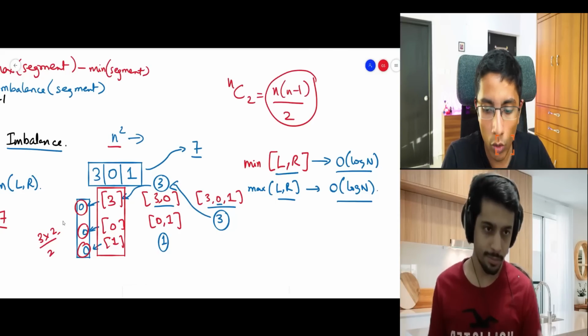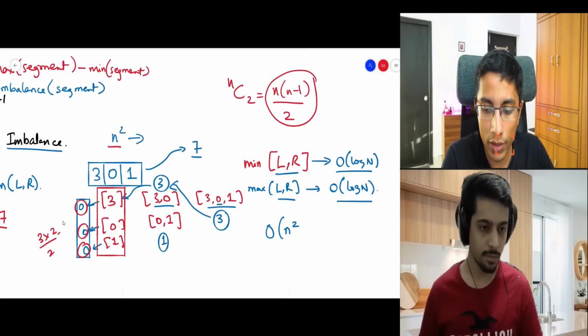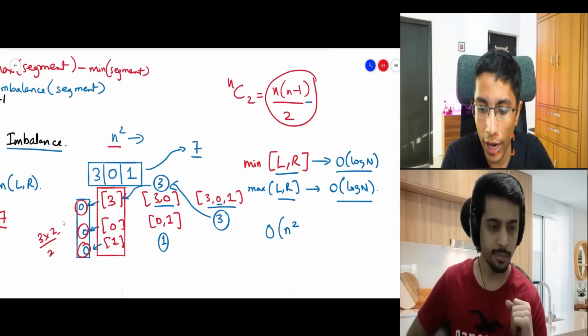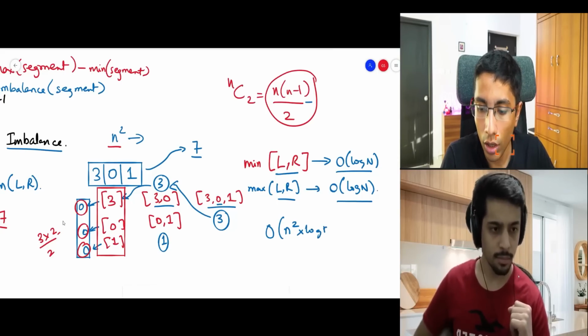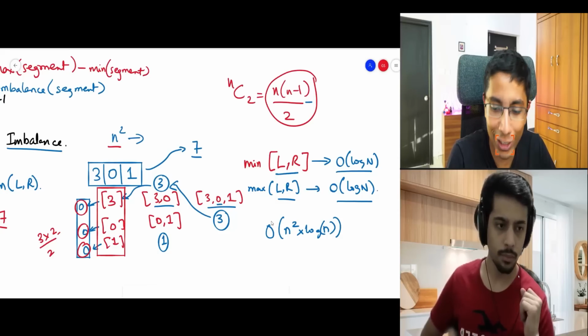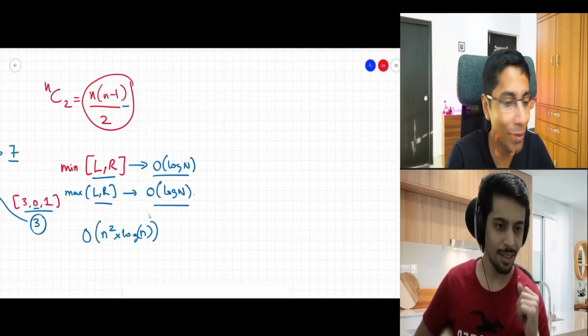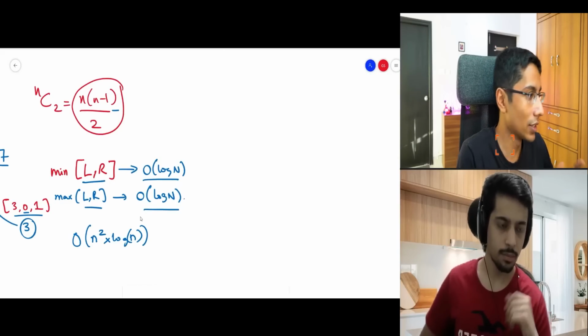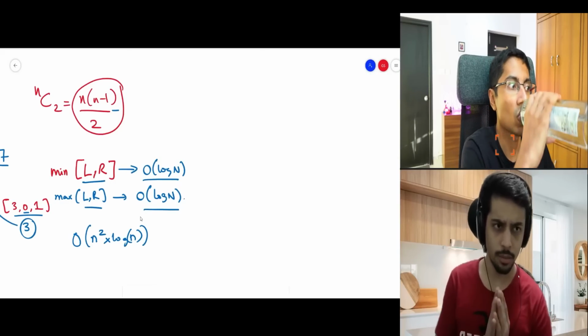Now you have n square subarrays approximately, and we get n square into log n as the overall time complexity. This is the brute force. I don't know whether I should call it brute force, since it uses segment trees already, but this is one possible time complexity. I think that's perfect.